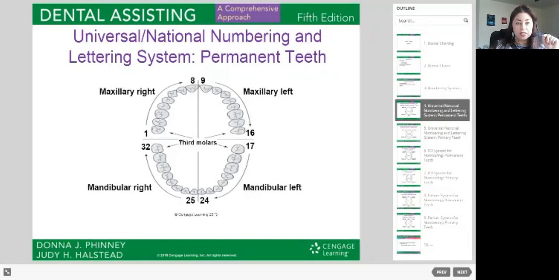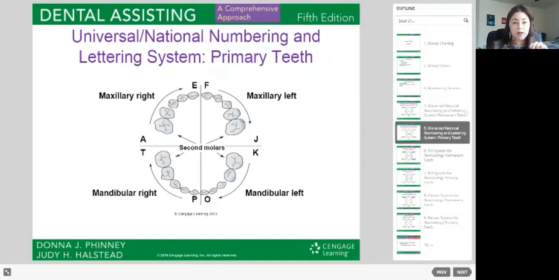Okay, so here's an example. The maxillary right molar, tooth number 1. So it goes 1, 2, 3, 4, 5, 6, 7, 8 is the central incisor, separated by the midline here. And then it goes 9, 10, 11, 12, 13, 14, 15, 16. Sorry, I skipped one. And then it drops down to 17 on the lower left, and then it goes all the way down to the midline. 24 and 25, so it's 8 and 9 on the upper, 24 and 25 on the lower, and then all the way back around to number 32.